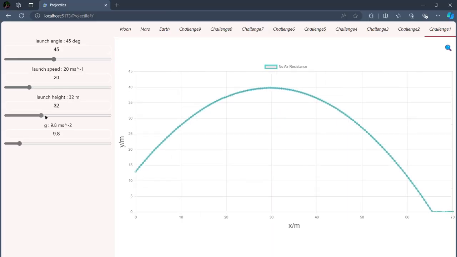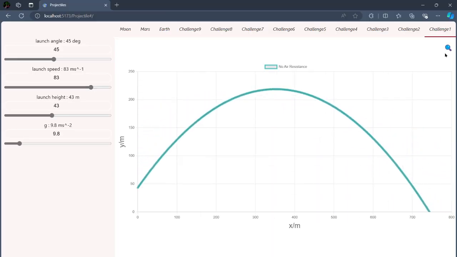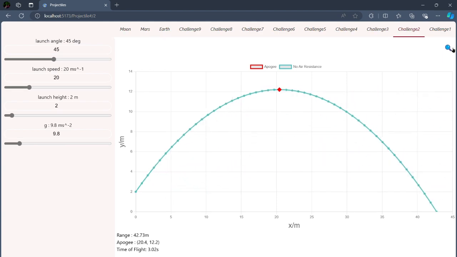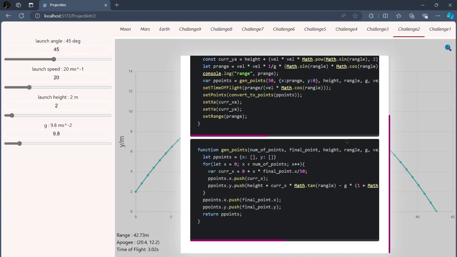Challenge 1. We use a simple suvat with a controlled loop. This is inefficient and this means that we miss the apogee, but it also means for larger models it is computationally inefficient. For challenge 2, we use a more precise model, and we were able to create a new graph with a fixed amount of points by finding the endpoint and segmenting the graph.